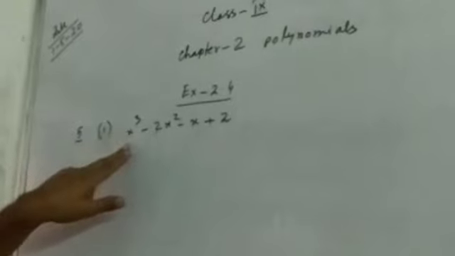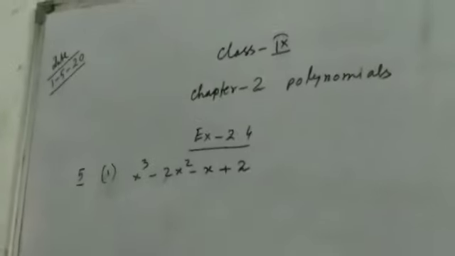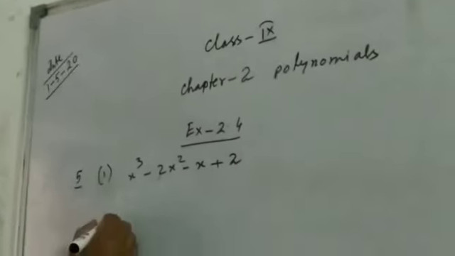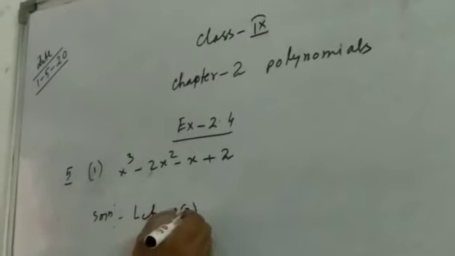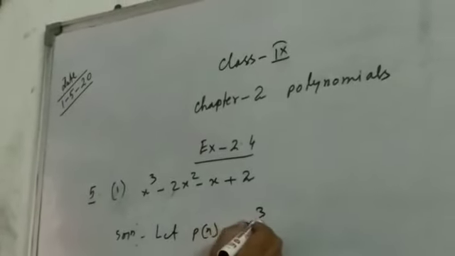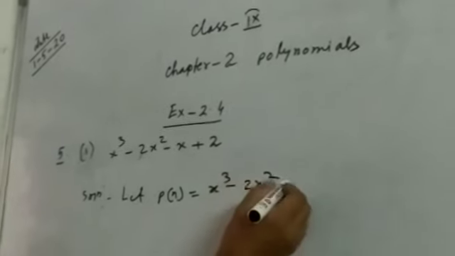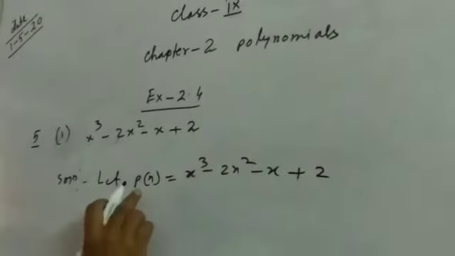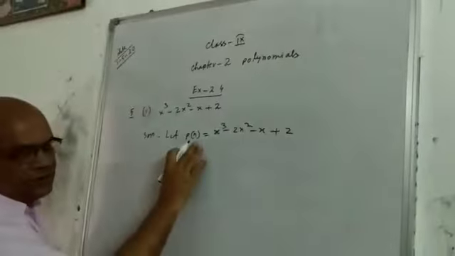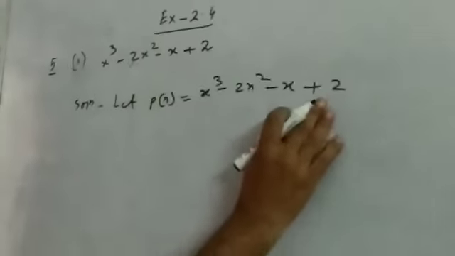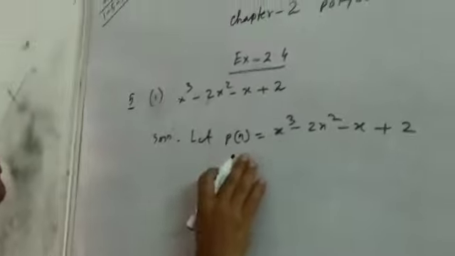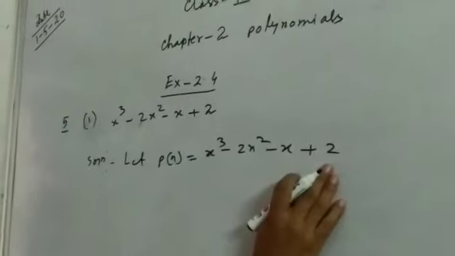Question is to factorize x cube minus 2x square minus x plus 2. So, solution. Let P(x) be equal to this polynomial; we suppose this polynomial as P(x). By any method we will factorize it, but minimum 1 zero we have to find.